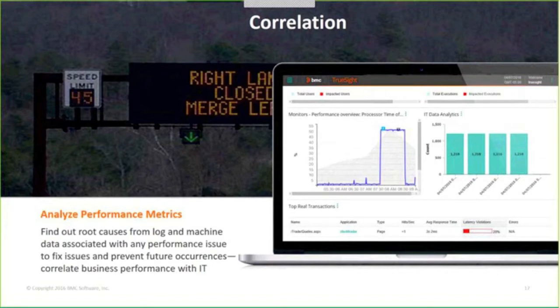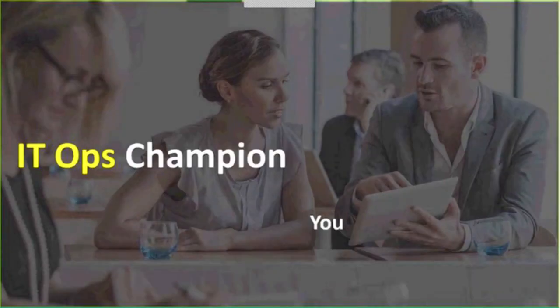We can correlate a business performance metric with IT. So like maybe the order time for somebody's online e-commerce, and correlate that with what the latency is for certain aspects of that application. So we can take a look at that. So ultimately, you become the IT Ops champion with TrueSight Operations Management. And this is just one more slide, and then the demo.